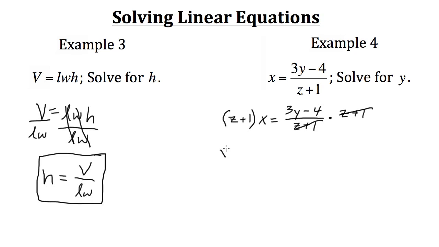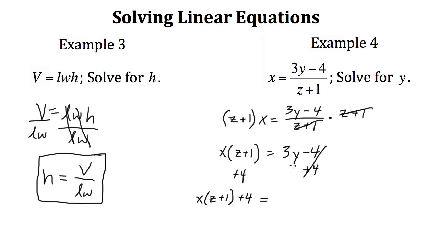So that leaves us with an x times z plus 1 equals 3y minus 4. The next thing to get rid of would be this negative 4 here. So we'd add 4 to both sides. Now we just need to simplify. So x times z plus 1 plus 4. Nothing can combine there at the moment. And over here we're left with just the 3y.